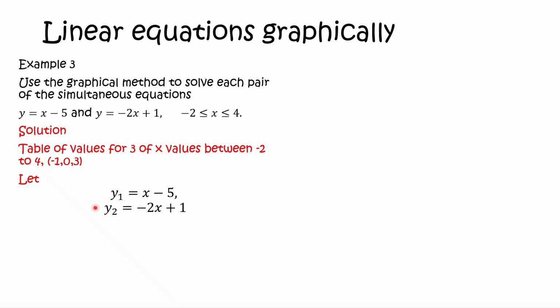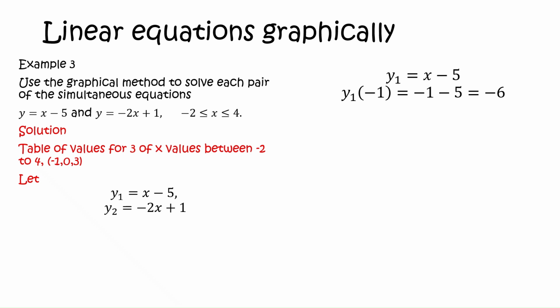So now, starting with y1, we are going to find the associated y values for the x values. When x is equal to minus 1, we are going to have y1 of minus 1. That is to say that wherever we have x in y1, we substitute it with minus 1 so that we get the associated y1 value. That would give us minus 1 minus 5, which adds up to minus 6.